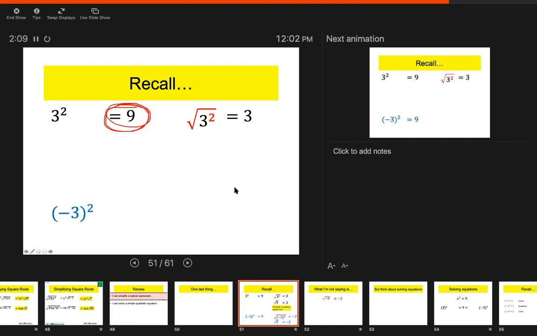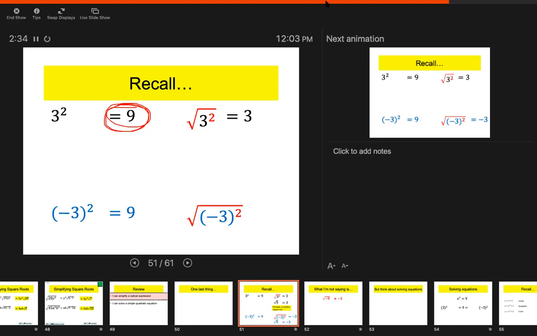Well, the second number is not 3, but it's -3. If I square -3 times -3, well, I also get 9. So there end up being 2 numbers that lead you to that value 9. And since squaring gets rid of square rooting, or square rooting gets rid of squaring, we have a problem.